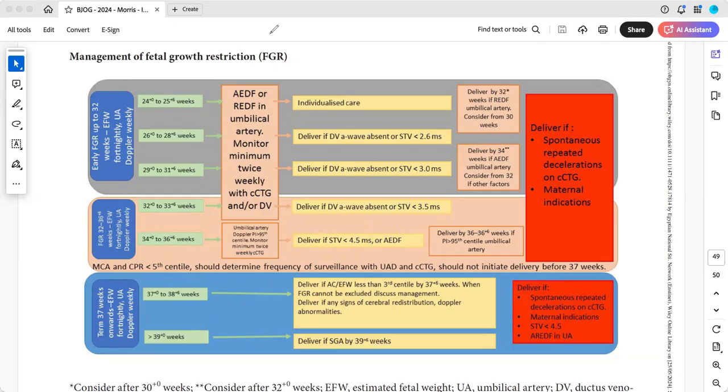And here they tell you if the fetal growth restriction is discovered very early, at 24 to 25 plus 6, you have to take an individualized care plan for each case. If it is diagnosed from 26 to 28 plus 6, we follow the same advice for follow-up, but I would deliver if the ductus venosus a-wave is found to be absent, or the STV is less than 2.6.